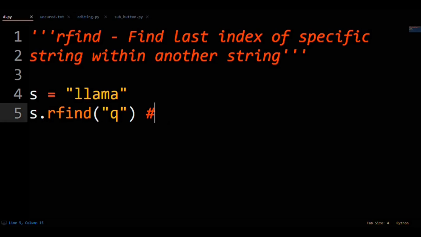In Python, the string rfind method finds the last index of a certain string within another string. Say you have the string "llama" and you're doing rfind to search for the letter Q within llama. Since llama has no Q, rfind would return -1.